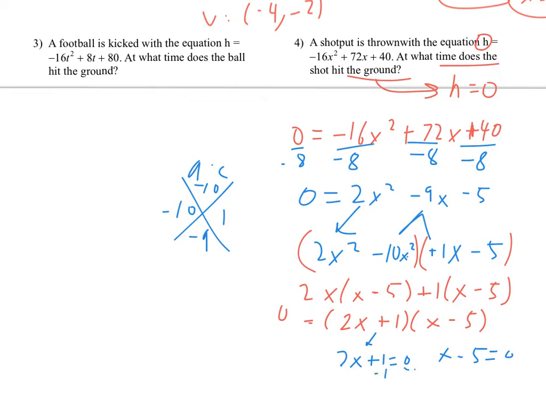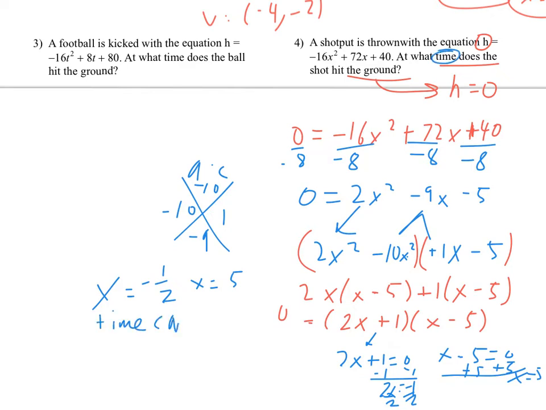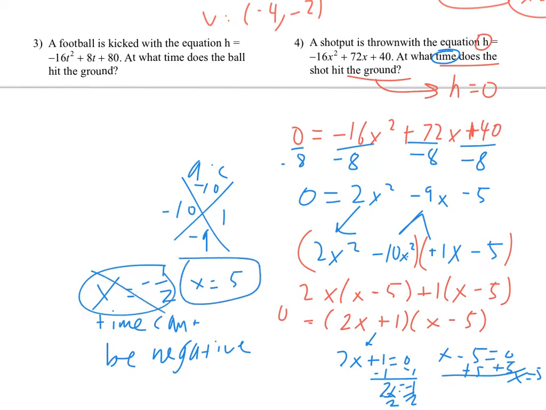So this one, I'm going to subtract the 1, and 2x equals negative 1, and then divide by 2. And so this one I'm going to add 5, and x equals 5. So my two answers here would be x equals negative 1/2 and x equals 5. However, in this problem, x is time, and these are time values, and so time can't be negative. And so for that reason, I'm going to disregard the negative 1/2 and just say that my answer is 5 seconds.